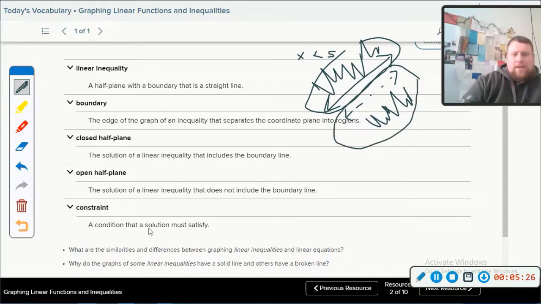A constraint is a condition that a solution must satisfy. So in other words, it's just a rule for the solutions. Set of rules. But we'll get into all this. I know it can sound a little confusing. It's not too bad. In fact, I really enjoyed this stuff.